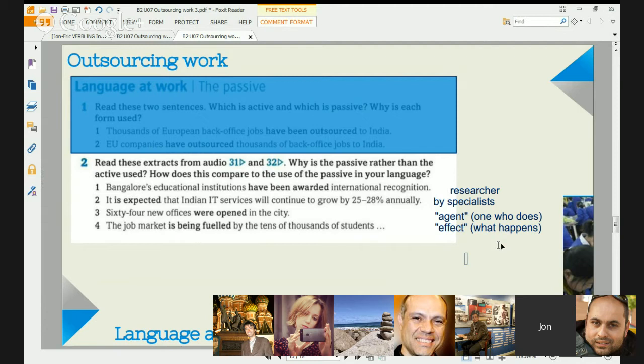Is it necessary, Daniel? Yes, I think so. Is it important to know who did the action? In other words, if we took out "by tens of thousands of students," would the sentence be as effective? Probably not, right?